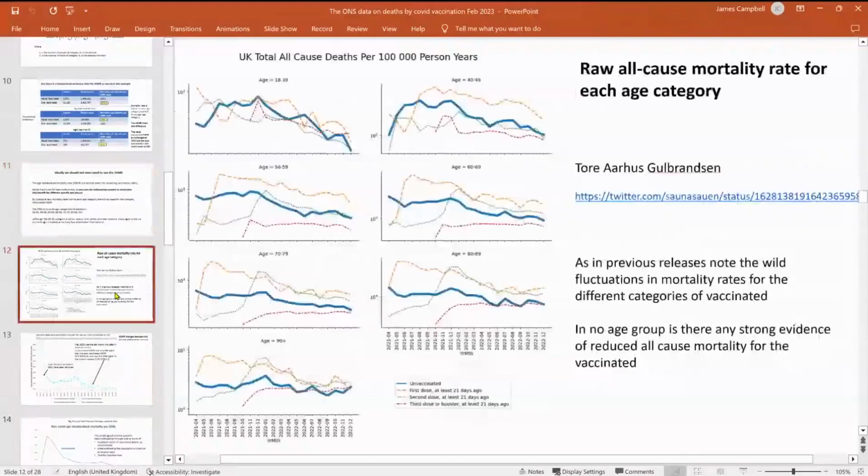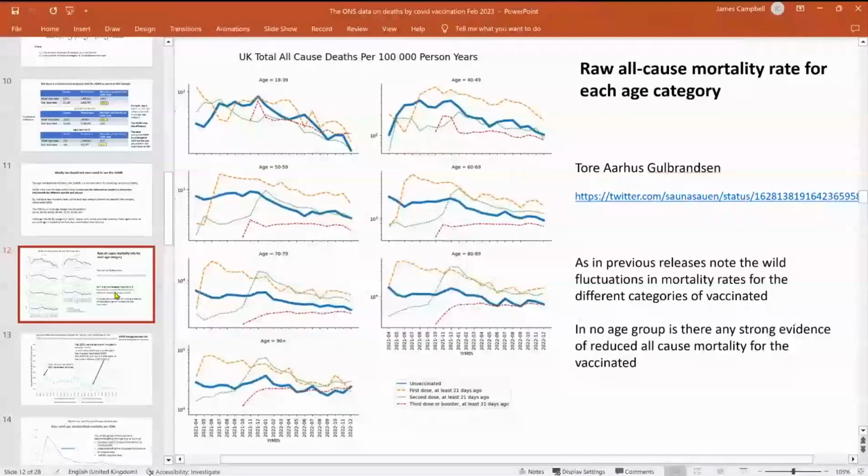Right, so now, going on to the actual data. Lots of people have been out there producing very good, accurate plots from the data. It comes straight from the spreadsheet. Here you can see Tor Aarhus Gulbrandsen has put out the plots for the different age categories that are given: the 18 to 39, the 40 to 49, etc.